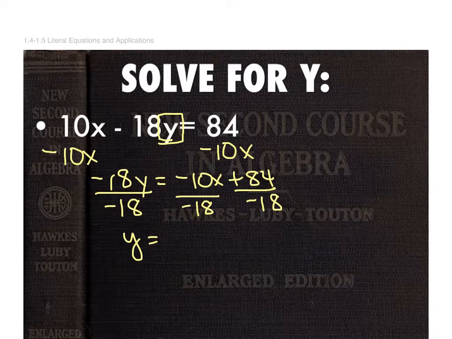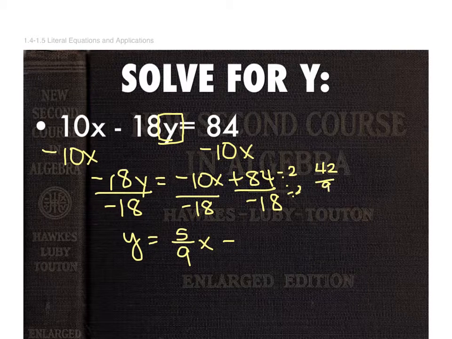So a negative divided by a negative is positive, and then 10 and 18 both have a 2 in common, so this would be 5/9 x. A positive divided by a negative is negative. 84 over 18, they both have a 2 in them, so that would make this 42 over 9. And then that also is divisible by 3, which would be 14/3. So we're just going to write it as 14/3.